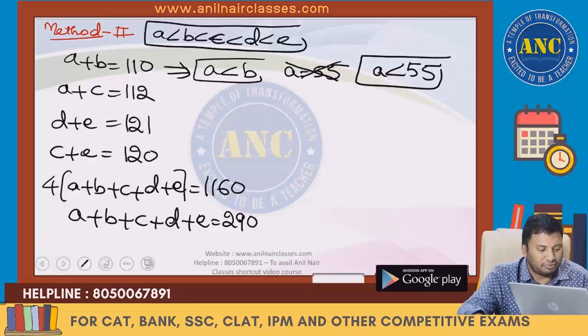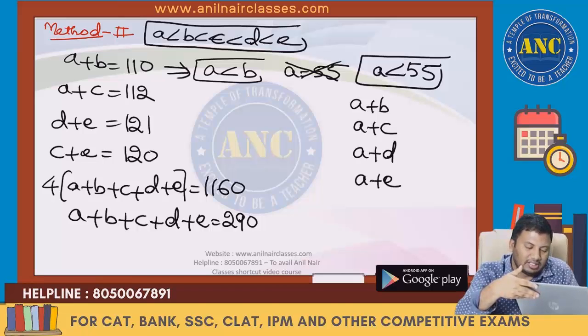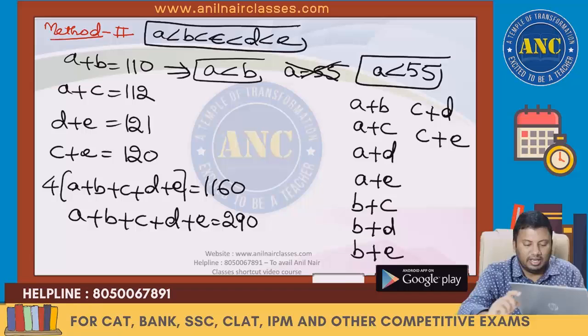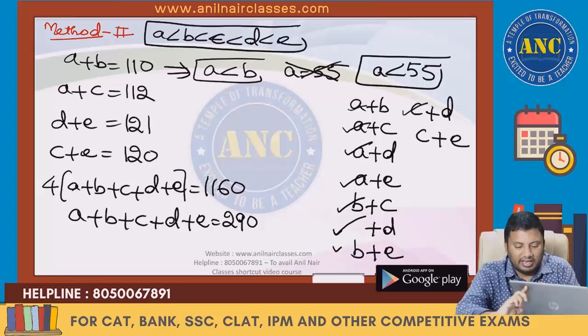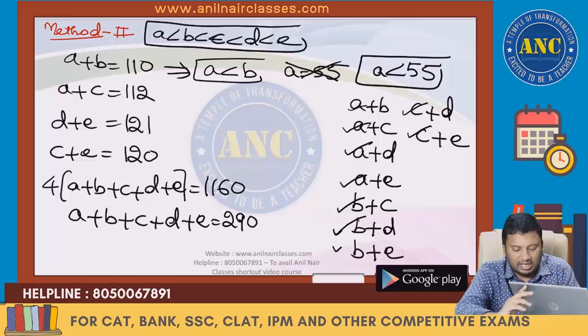Now, why is this 4 added? A is added with B, A with C, A with D, A with E. B is added with C, B with D, B with E. C is added with D, C with E. 1, 2, 3, 4, 5, 6, 7, 8, 9. What is the other case that remains? D is there with E.